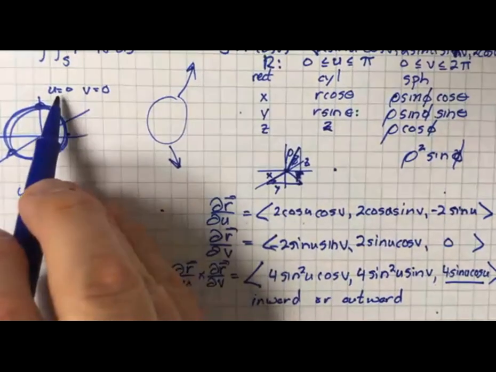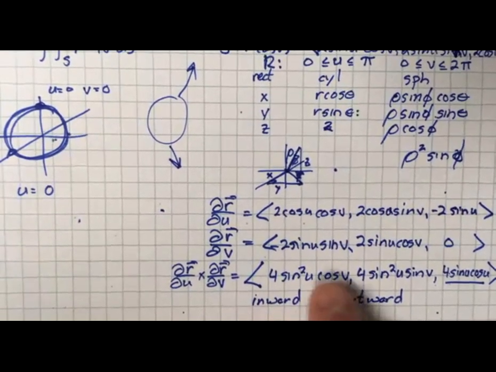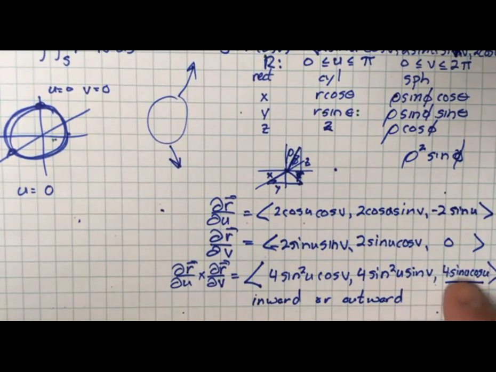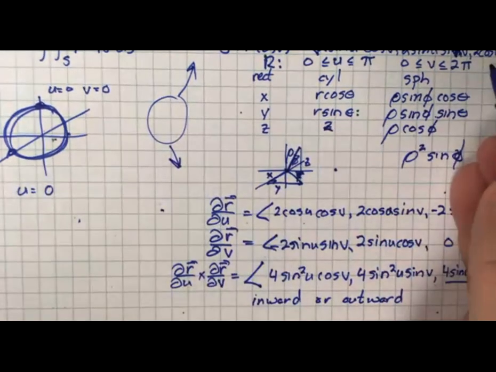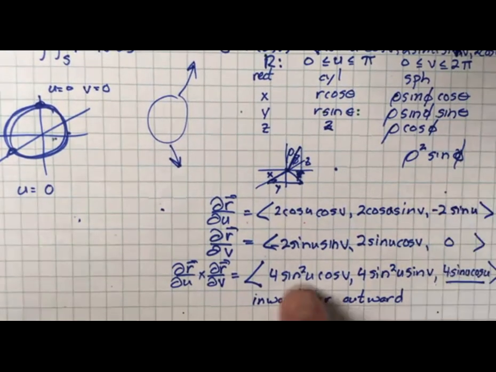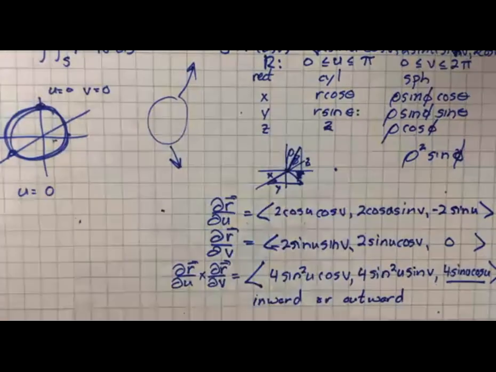Because if I select U equals zero and V equals zero, I report a zero in the first slot because of the sine squared U. I report a zero in the second slot, either from the sine squared U or the sine V. And I report a zero in the third slot from the sine U. So my parameterization is having a zero magnitude normal right there.